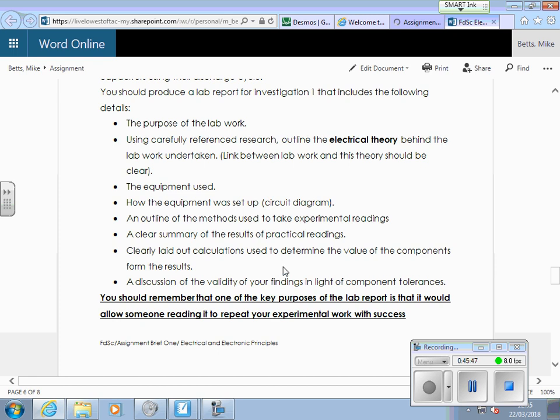And then a discussion of the validity of your findings in the light of component tolerances. Once you've determined your values, I will give you the nominal values of those three capacitors and what their tolerances are. You can then compare the results you got with what the can says, 20 microfarads plus or minus 10% or whatever it is. You can see whether your results lie in that tolerance band, and that'll help you analyze those results and whether you think they're valid or not.